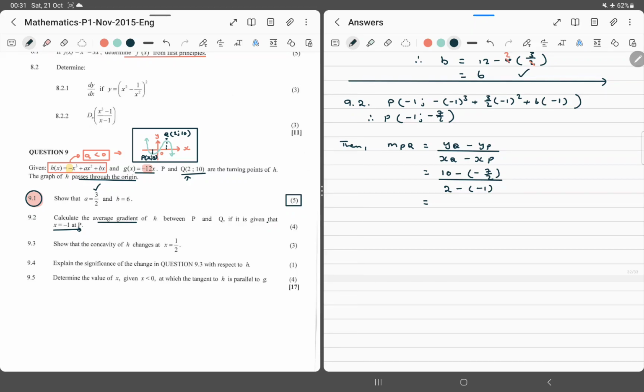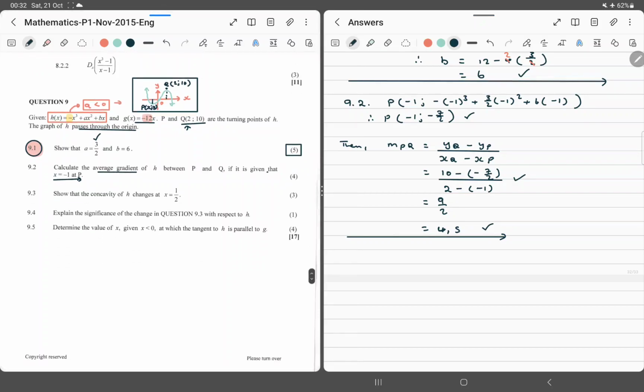Calculators can handle that. So this is basically 9 over 2, which is effectively 4,5. You can even leave it at 9 over 2, still okay. That is great. So this one was nice and easy. How many marks there? 3 marks. So getting this point properly is important. Substituting into the formula and the answer is 3 marks.